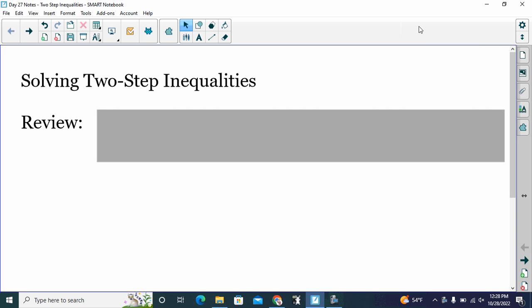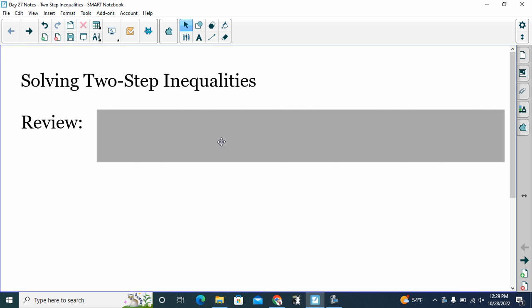Today's notes are all about solving two-step inequalities. We are continuing to learn about inequalities. We've graphed them, we've written inequalities, we've solved one-step inequalities. Today we are solving two-step inequalities. Quick review here, and I would encourage you to write this down again, even though we already have.